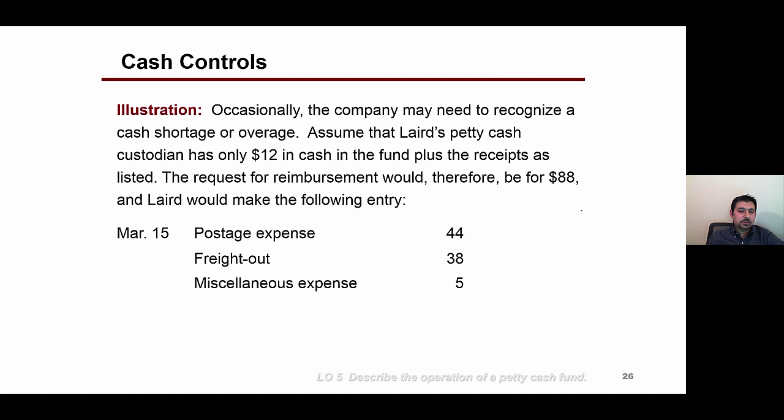Now, in certain cases, the company might have either more cash or less cash in the petty cash fund than it is supposed to have. So assume that Laird's petty cash custodian has only $12 in cash in the fund, plus the receipts as listed before. So we have those three receipts. The amount of those three receipts is $87.